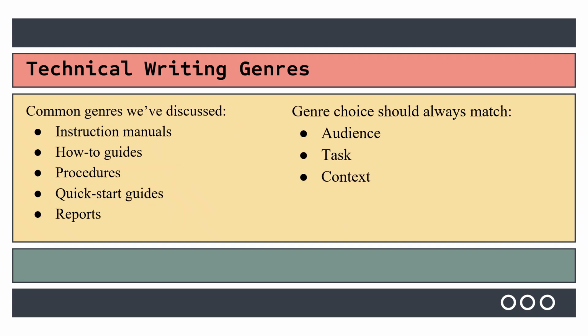Now let's talk about technical writing genres. Some common genres we've discussed include instruction manuals, how-to guides, procedures, quick start guides, and reports. Genre choice is never random. It should always match the audience, the task, and the context. Choosing the wrong genre can make even good information difficult or frustrating to use.